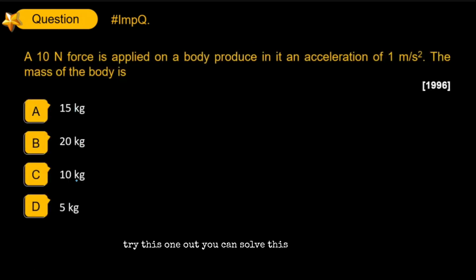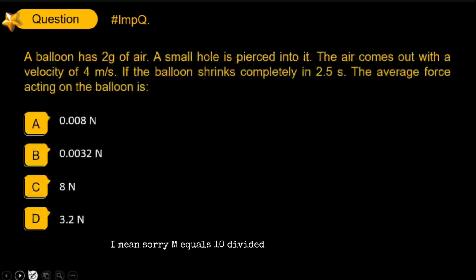Try this one out. You can solve this question now. Is it C? How did you do this? I used Newton's second law of motion, F equals ma. So what did you apply? Force is 10, and acceleration is 1. So 10 equals 1 times m, so m equals 10 divided by 1. So m equals 10. Got it.